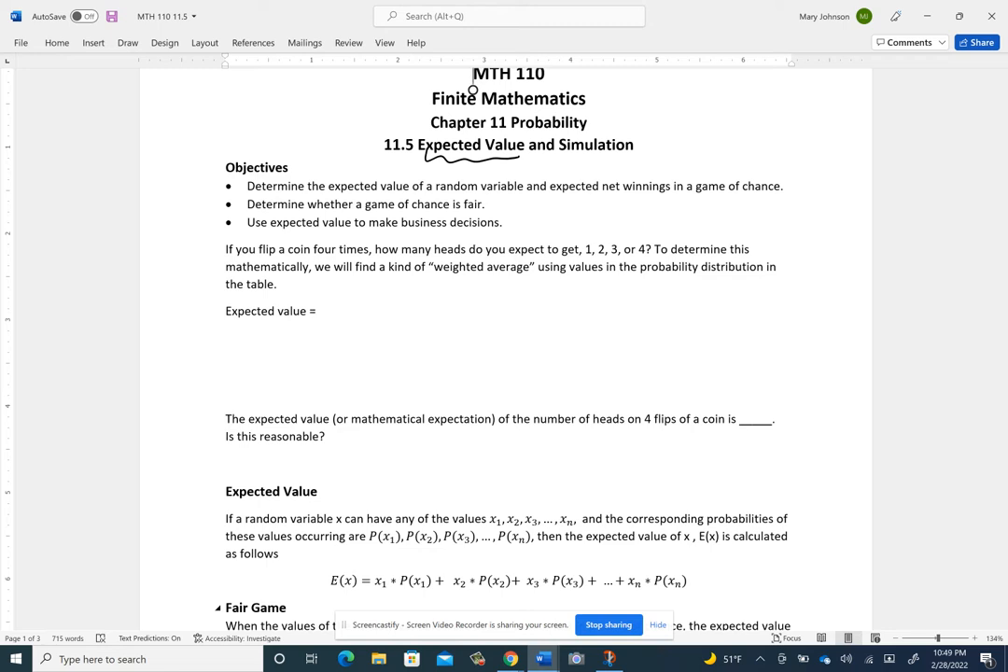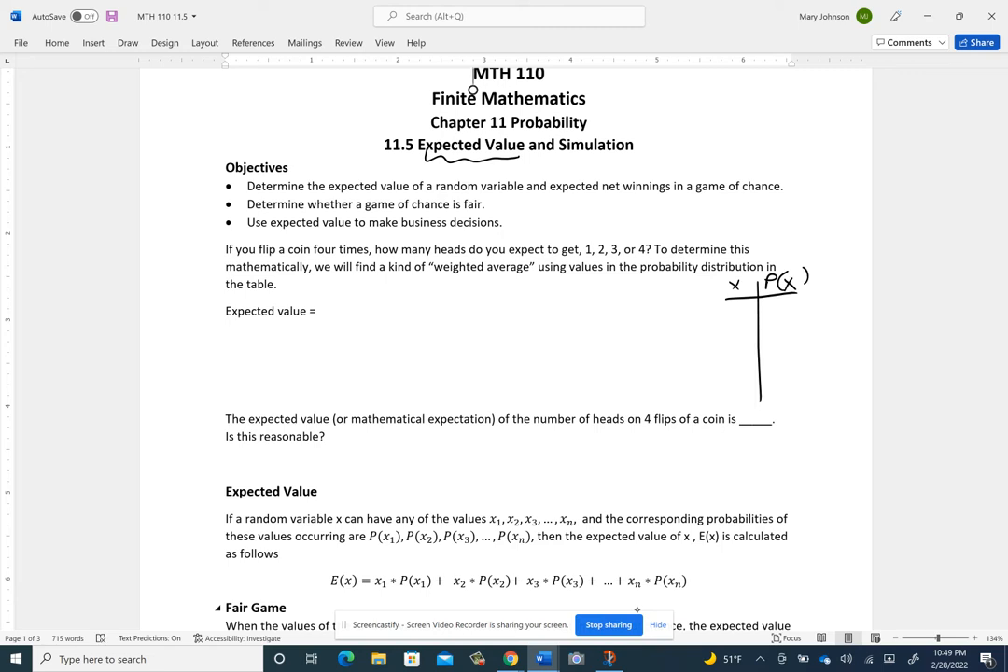So if you flip a coin 4 times, how many heads do you expect to get? 1, 2, 3, or 4? To determine this mathematically, we will find a kind of weighted average using values in the probability distribution table. Okay. So expected value is literally a weighted average, kind of like GPA is a weighted average. All right, so we're gonna think back to that chart, okay? And let me just write it here so it's right there in front of you.